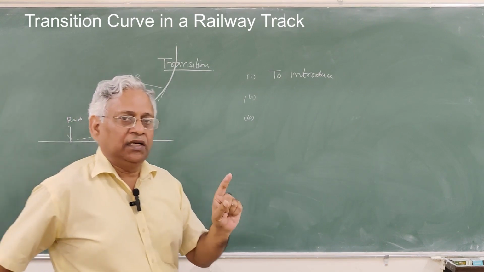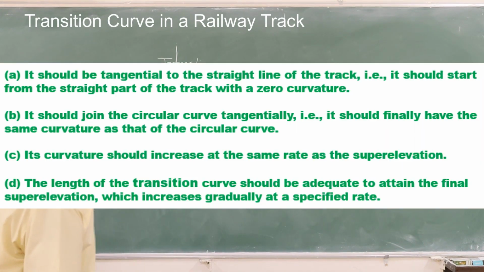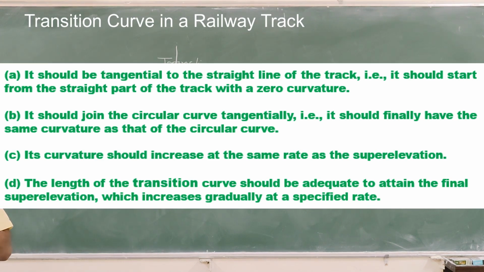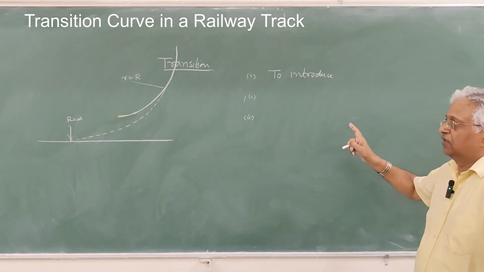And these three objectives can be met if the transition curve satisfies certain requirements. Number one, it should be tangential to the straight track. That means it should start from straight with zero curvature. Number two, it should join the circular arc tangentially. That is, at the end, it should have the same curvature as that of the circular curve. Number three, curvature should increase at the same rate as the super elevation is introduced. And number four, the length of the transition should be adequate to accommodate the full super elevation. So these are four requirements to be satisfied to achieve these three objectives of a transition curve.